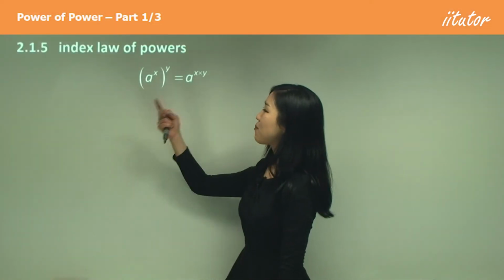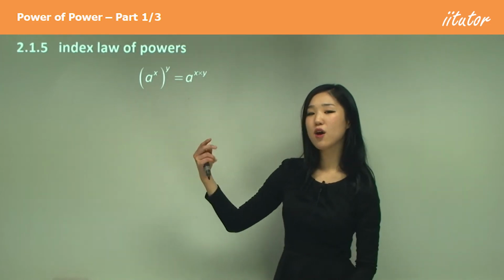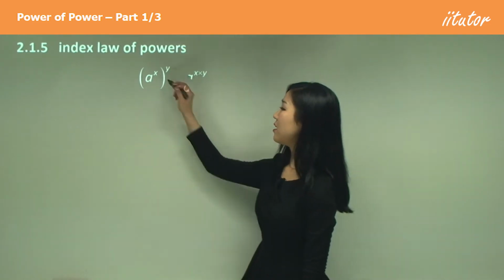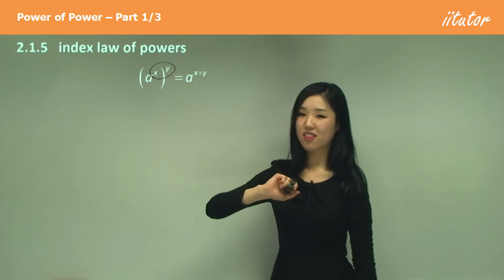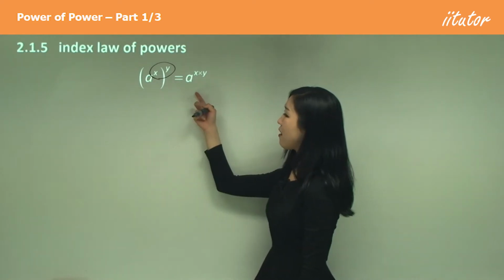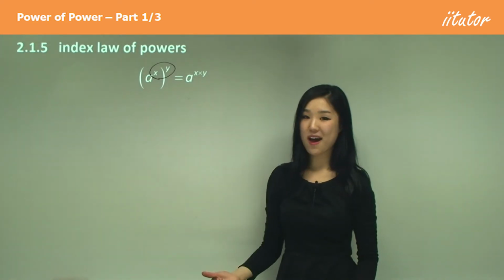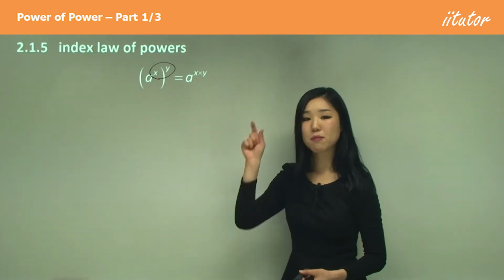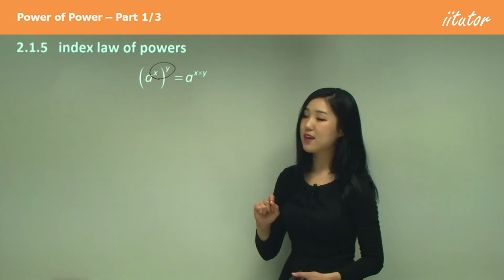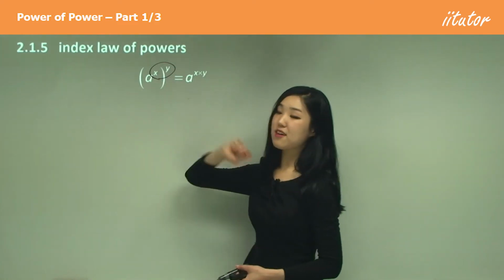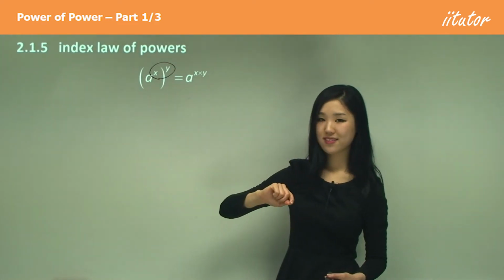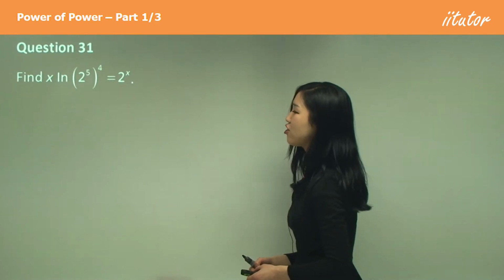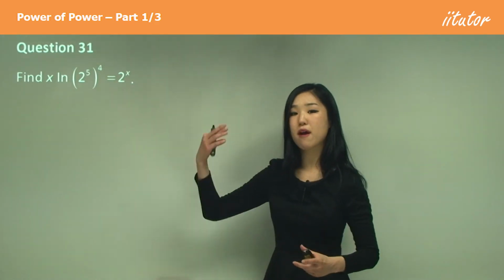You can see that a to the power of x, to the power of y. What we do is simply multiply these two numbers together. So we go a to the power of x times y. Okay, so the index law of powers simply means you can multiply the powers together that are outside the brackets and inside the brackets.